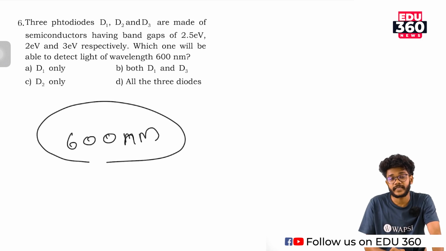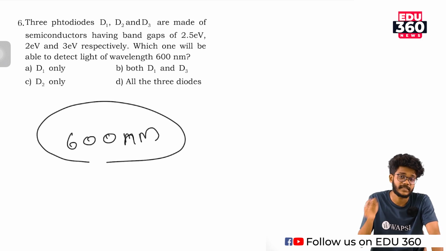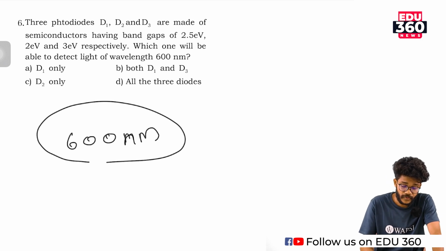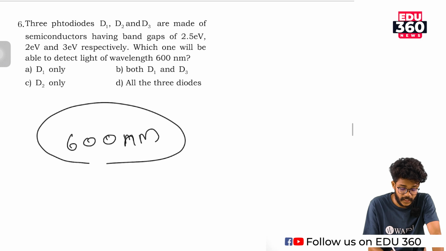That means the energy of this energy band gap should be less than the energy of 600 nanometer. So for simplicity, we can calculate the energy of a 600 nanometer wave.